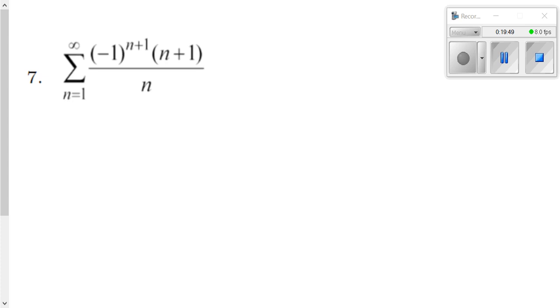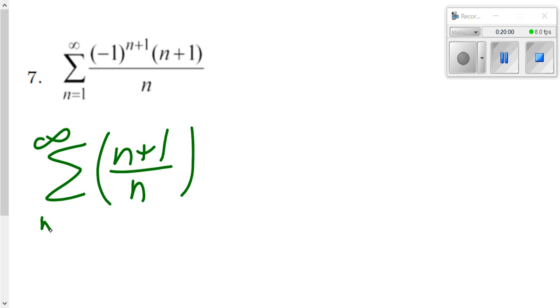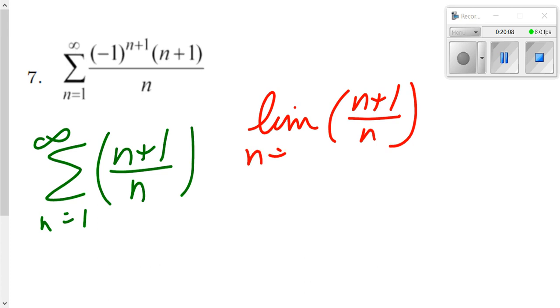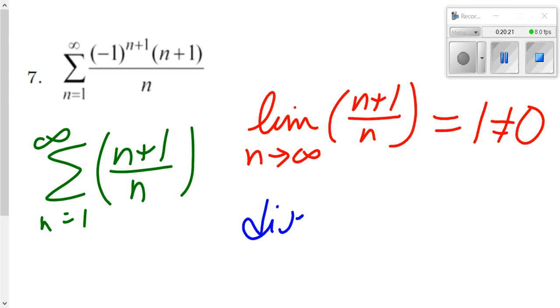And number 7, I'm going to look at my positive twin. So how about limits? The limit of this, if I just think about it, it's like an infinity over infinity case, but think about doing L'Hopital's rule, I'd have 1 over 1 really fast. You know what 1 is? It's not 0. So my positive twin diverges by nth term test.